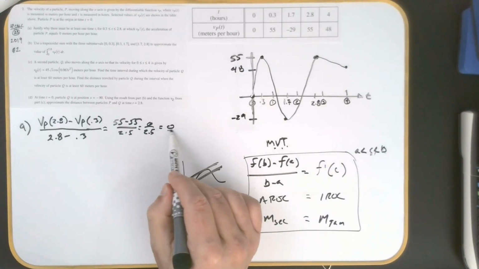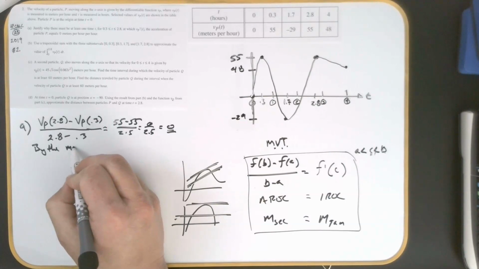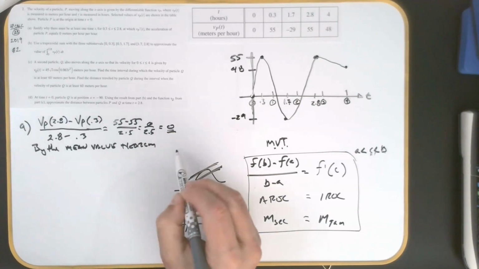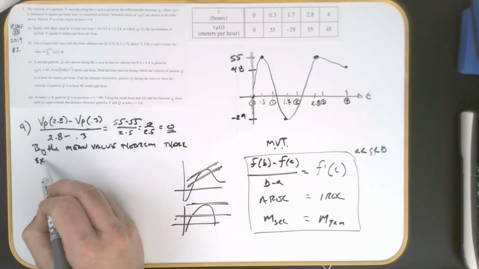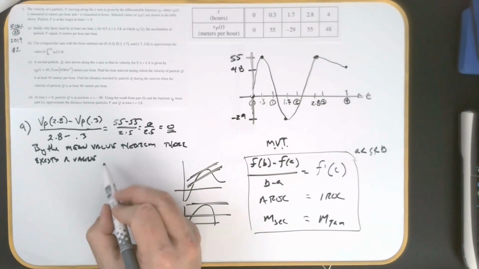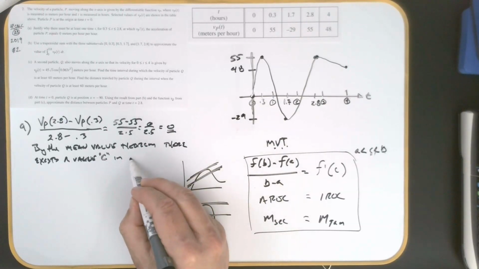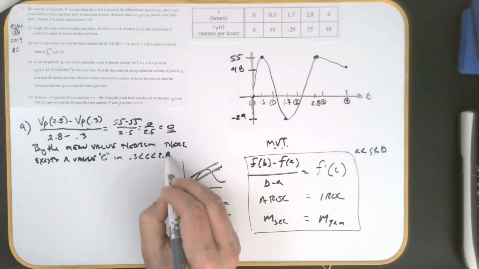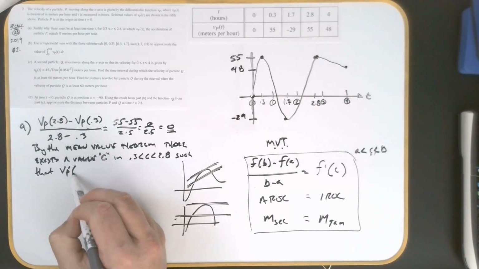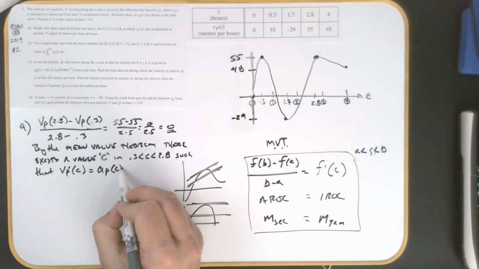So now that we have shown that this is equal to 0, then we could say, by the mean value theorem, there exists a value C in the interval, and we're going to say 0.3 is less than C is less than 2.8, such that the derivative at C, which is actually equal to the acceleration, by the way, at C, it's equal to 0.